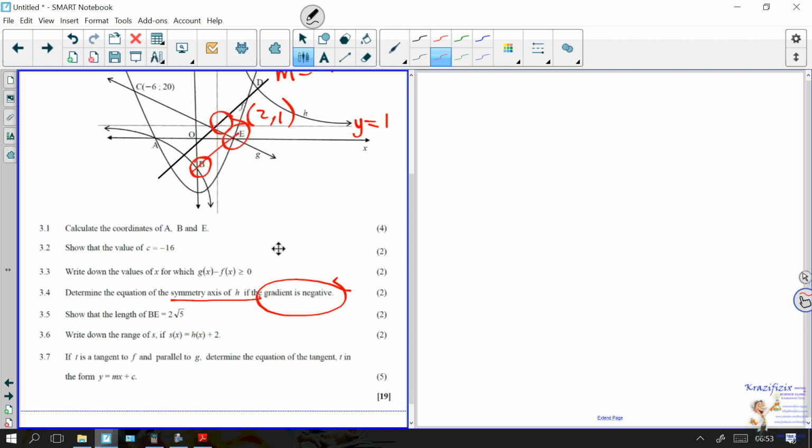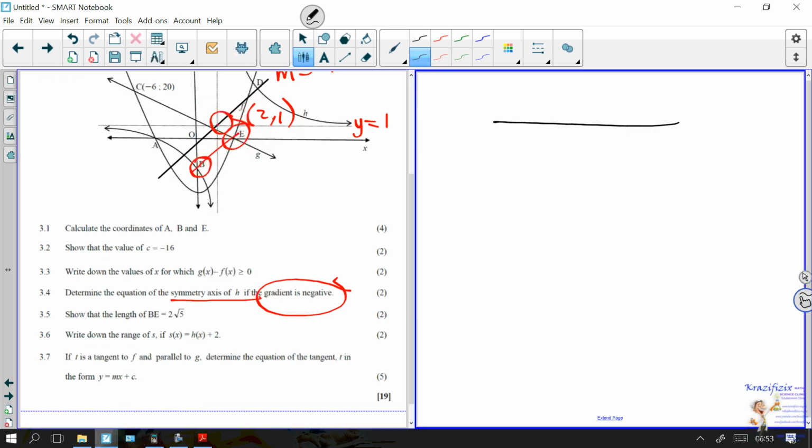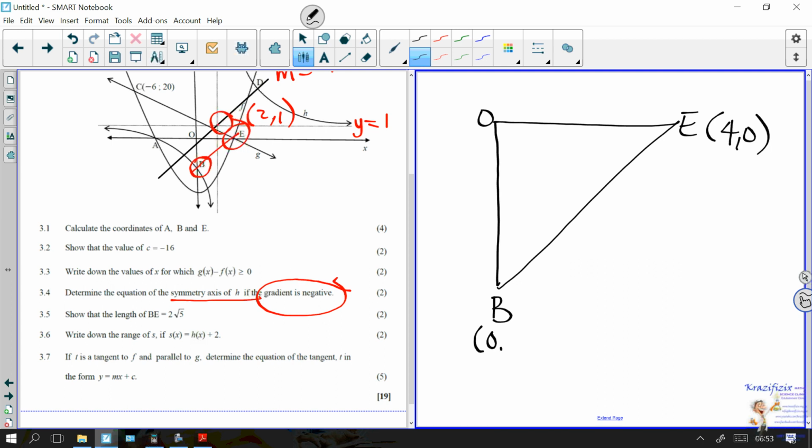If you look at OBE, OBE is a right angle triangle, BEO. Coordinate of this is 4 and 0. Coordinate of this is 0 and -2. And the coordinate, because it's the origin, automatically it means I have 4 units here. Because of this 4. Automatically I have 2 units.